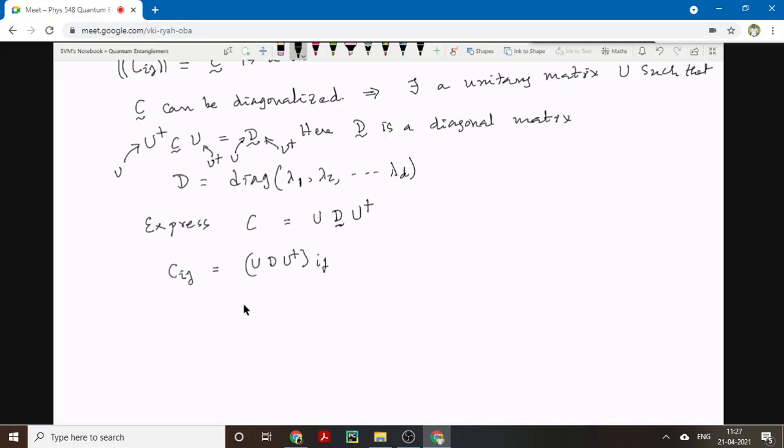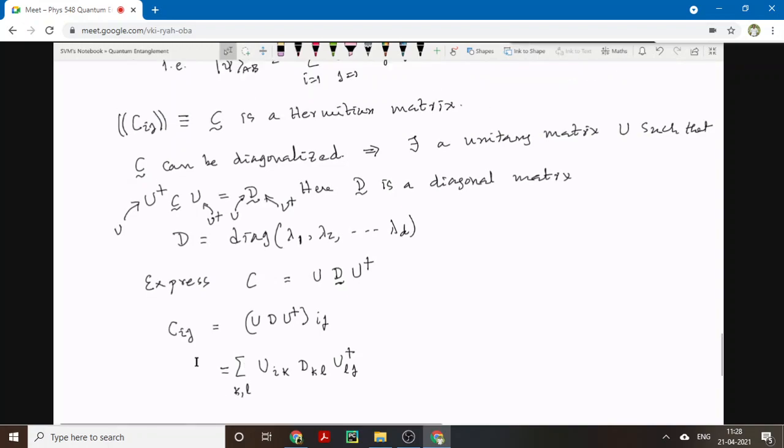Okay. So how do I write it? I write this as Uik from k into dkl from l into U dagger lj. I must write it like this. Now I have to sum over what? k and l. It's just a matrix multiplication. Okay, so I will get Cij like this.